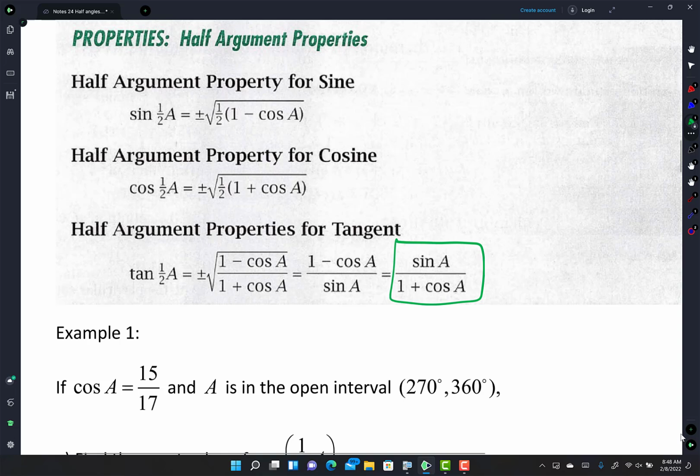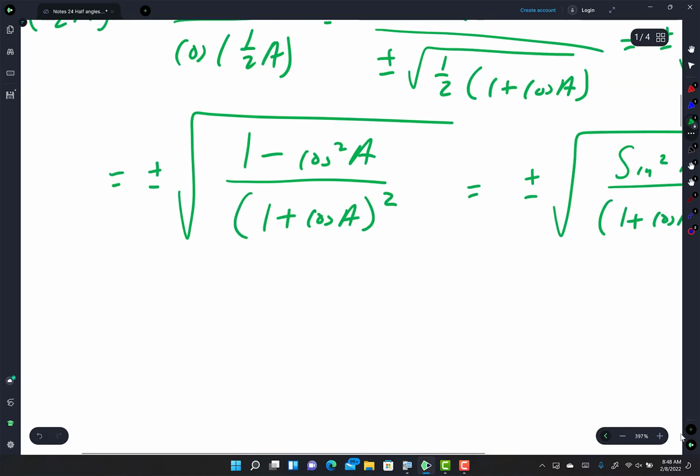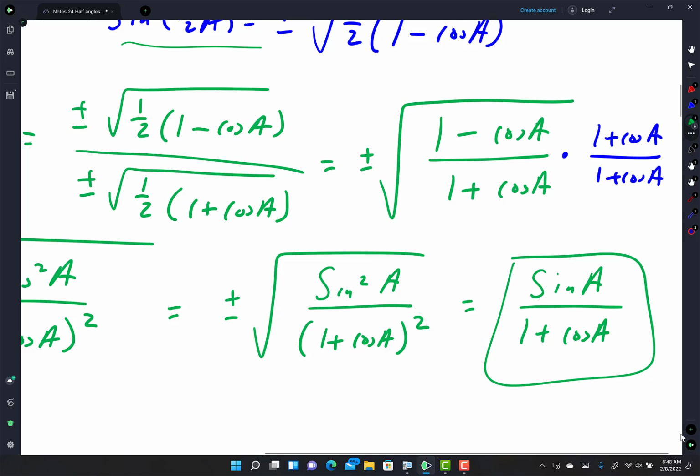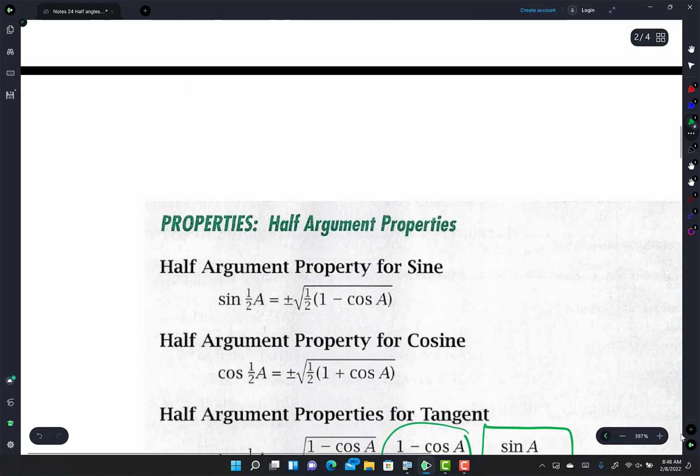Take a guess. How do you think I get this one? You just do the opposite. Instead of multiplying by 1 plus cosine over 1 plus cosine, you multiply by 1 minus cosine over 1 minus cosine. So if you multiply by the other one, you get the other one.